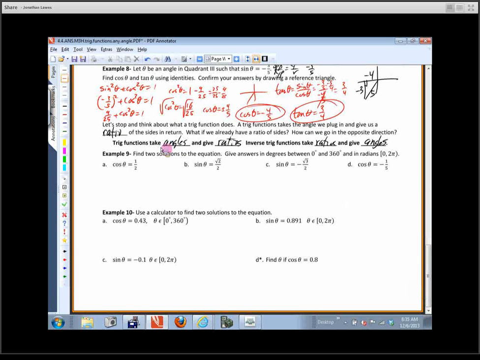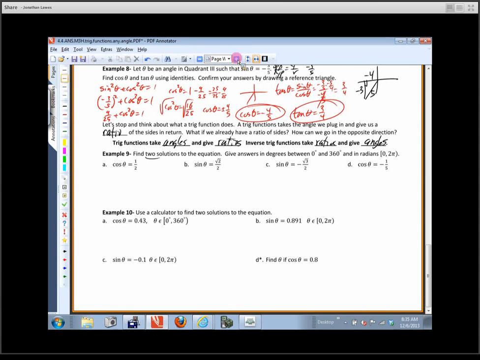So a lot of math involves finding out how to do something and then figuring out how to undo it. Okay? That's what we're talking about here. So let's think about this one right here. It says find two solutions to the equation. It does say find two. And then it says give answers in degrees and in radians. So we want degrees and radian equivalent. Let's think about the unit circle.